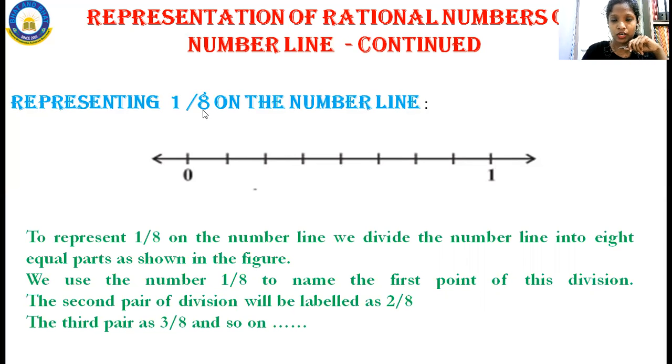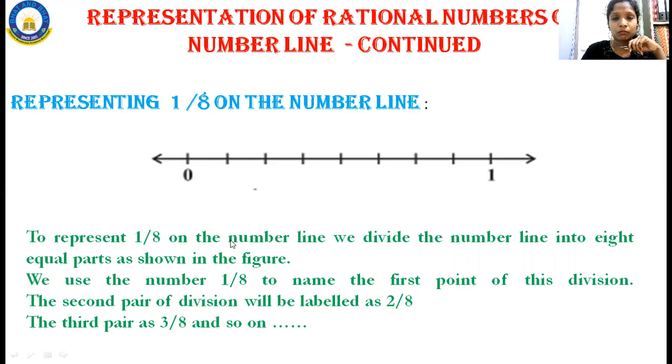Usually in fractions, if they give you one circle, and in that circle 3 parts are shaded, we'll write 3 by 4. That means 3 parts have been shaded out of how many parts? Out of 4 parts. Like that we'll write. In the same way here, 1 by 8 means out of 8 parts you have to represent that 1 by 8. So first you divide the number line into 8 equal parts. You can see 1, 2, 3, 4, 5, 6, 7, and finally 8.